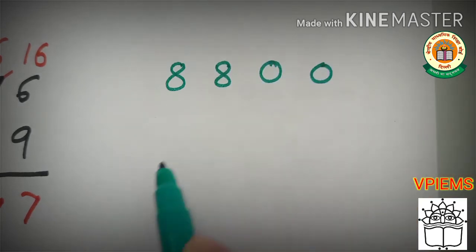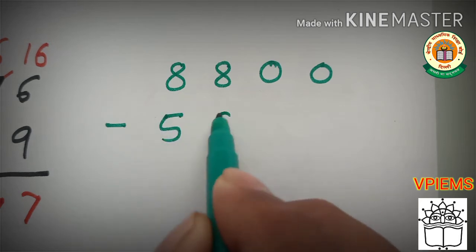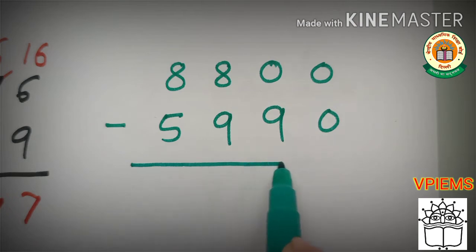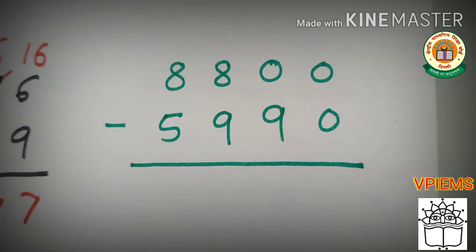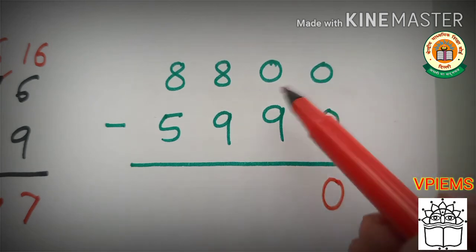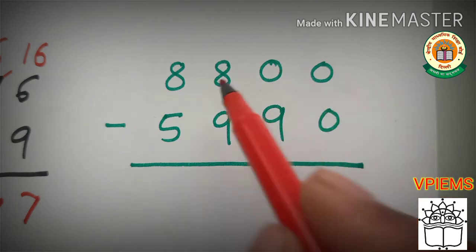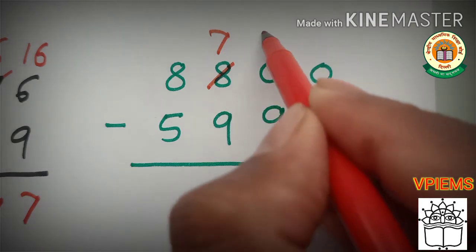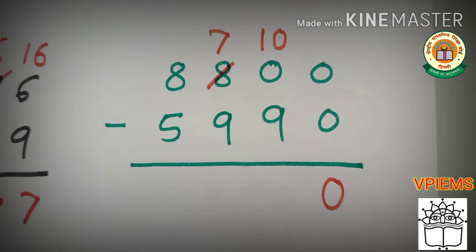8800 minus 5990. Now again the same subtraction. Now here 0 minus 0, there will be 0, correct? Then here is a 0, here is a 9. 0 is smaller than 9. So obviously we have to take a borrow. Here will remain a 10. Borrow as a 10. So this 10 and the 0 will become a 10 only.